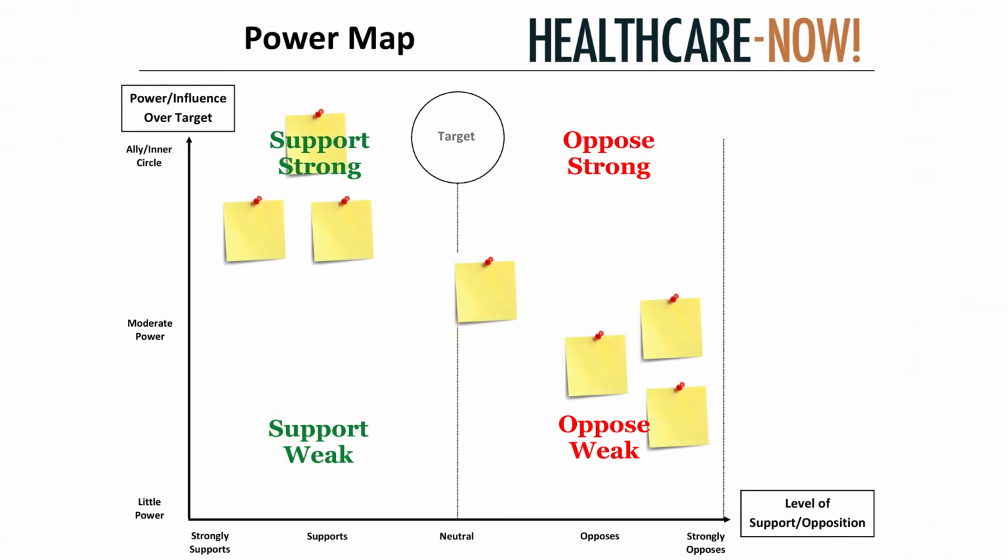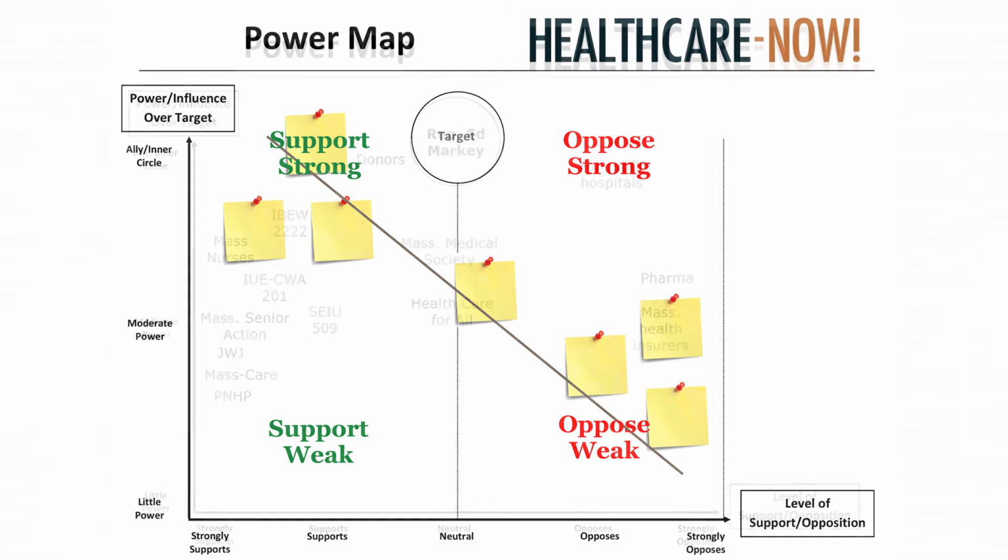On the other hand, if your power map looks like a declining hill with a lot of players lumped in the upper left corner and in the middle and then in the lower right corner, this means you're in excellent shape to move your legislator, because it means you have a lot of allies who can potentially influence the legislator and that your opponents are not in positions of power.